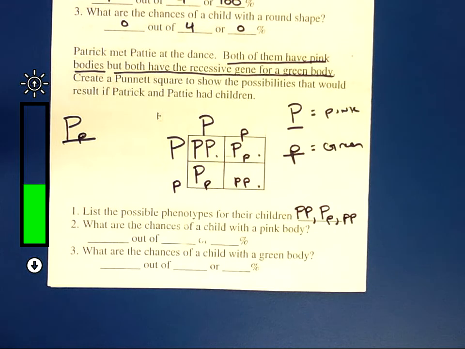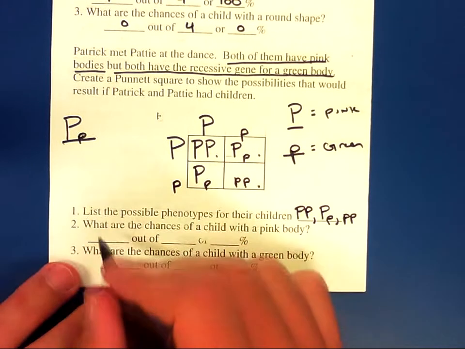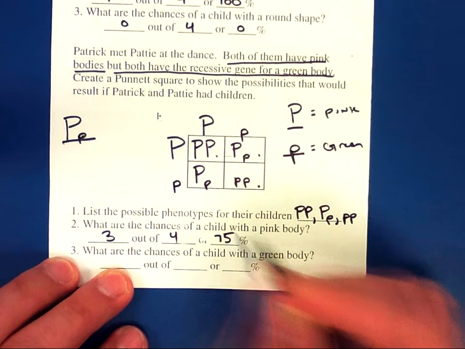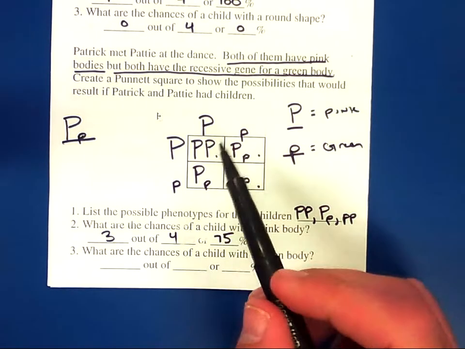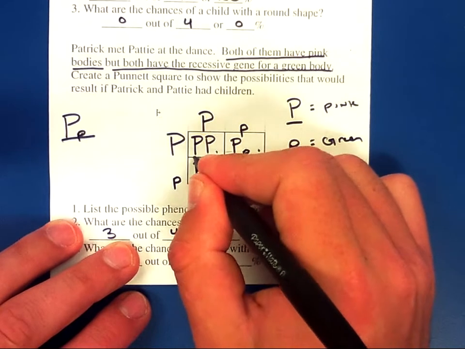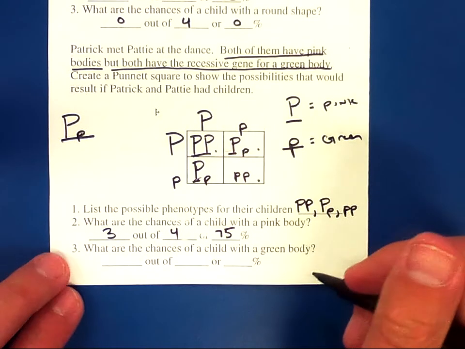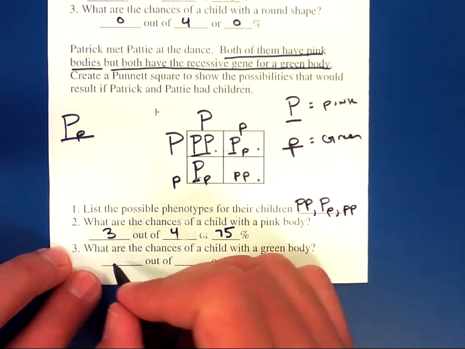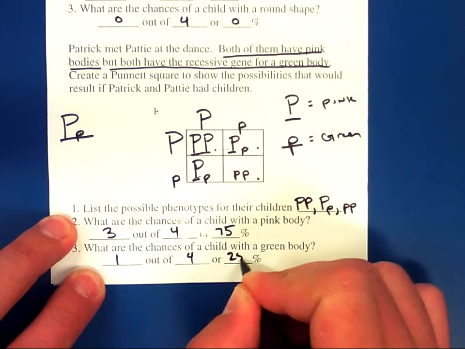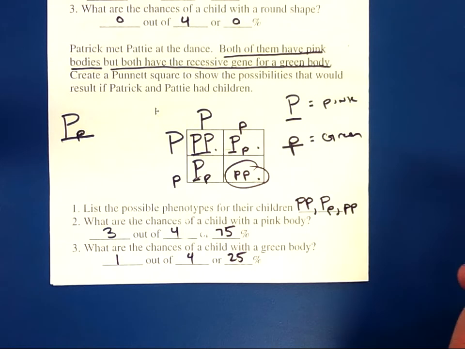So what are the chances the child will have a pink body? 3 out of 4 or 75%. And how do we know that? Because 3 out of 4 boxes have a dominant trait, or a capital P. You have one right here, you have 2 in this one, and you have one right here. So we have 3 boxes with that. So that means what's the chances they'll be green? 1 out of 4 or 25% to be green, because there's only one box with 2 recessive traits.